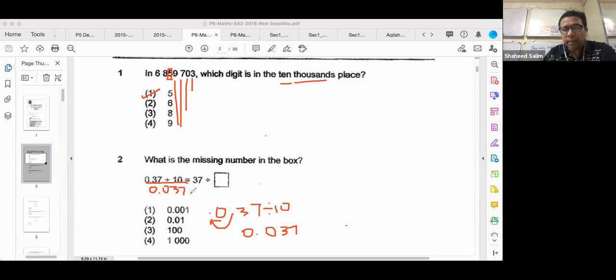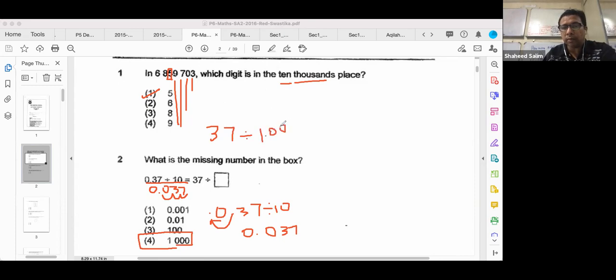And this is equal to what? 37 divided by what? Let us see. 37, 1, 2, 3 zeros. 1,000. 37 divided by 1,000. Let us see. We try it out. 37 divided by 1,000. If you try it out, you can see now.